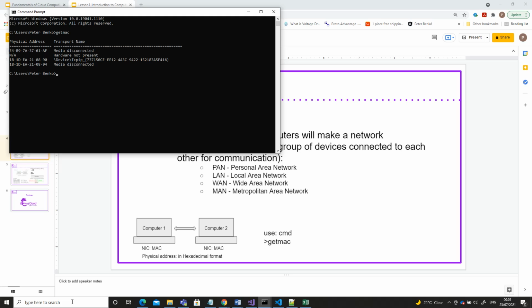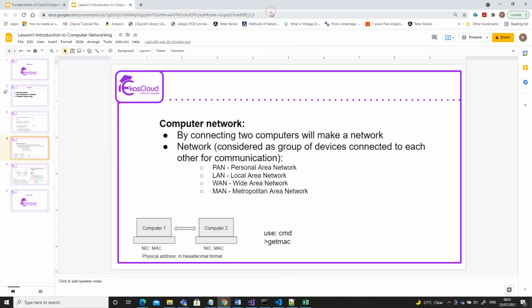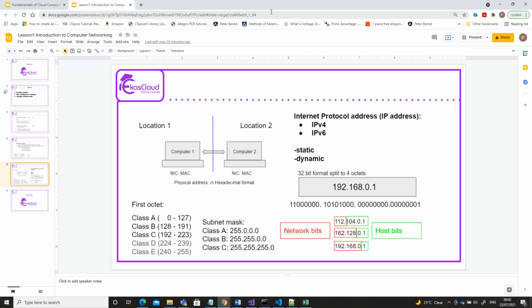Now the second thing we want to know if we connect computers is where they are located. For where they are located, there is another address which is called the Internet Protocol address. There are now 2 different versions, version 4 and version 6.